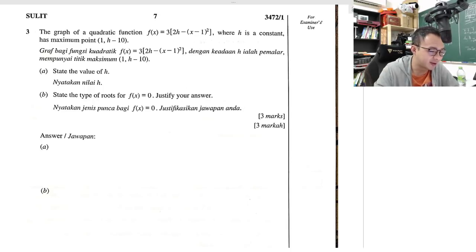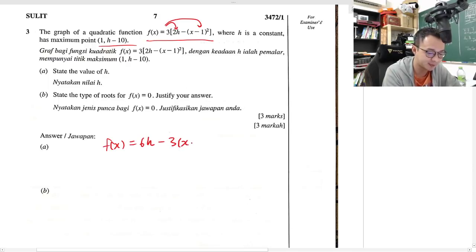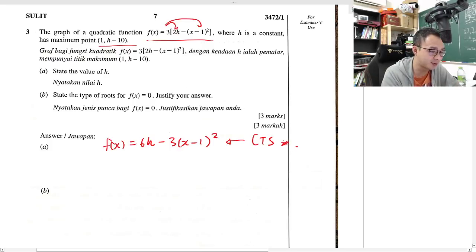The graph of the quadratic function has a maximum point, and it asks you to state the h over here. So from this quadratic equation, I will multiply the 3 into both first. So I have 6h minus 3 times x minus 2 squared. When you see this equation, you should know this is the completing the square form. Completing the square tells you what? Your maximum value, or from the coordinate here, your maximum value is h minus 10.